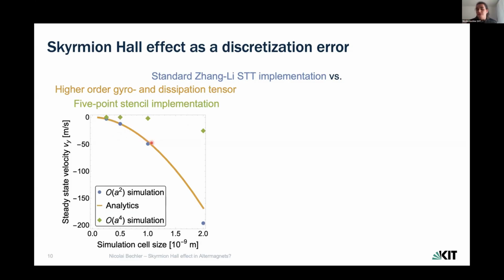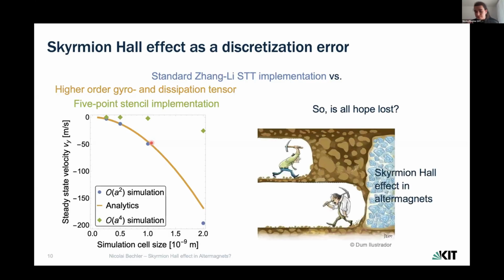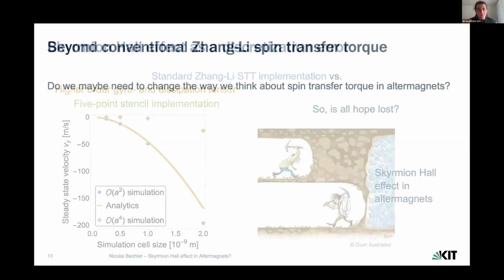And this basically all proves that the Skyrmion Hall effect is just a discretization error. That the Skyrmion Hall effect that we see in an Altermagnet is just a discretization error. So is now all hope lost? And we claim no. We just have to be a bit more careful, think a bit harder, and dig a bit deeper to find the Skyrmion Hall effect in an Altermagnet.